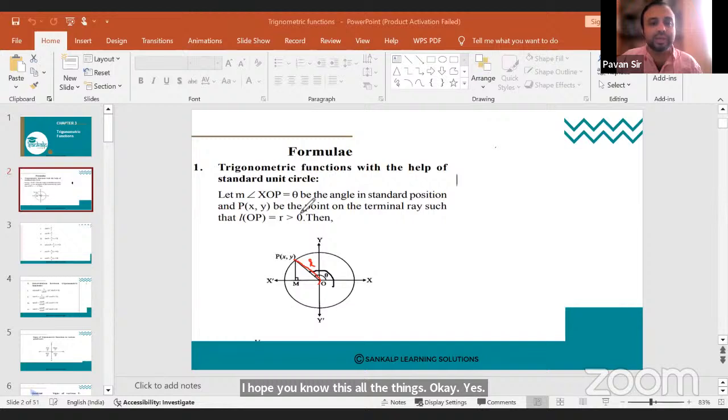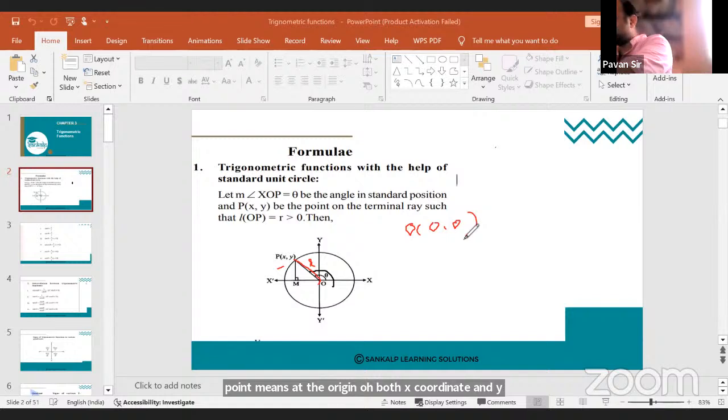Then r is always greater than 0. Why? Because any measurement, to express it in a unit, should always be greater than 0. Otherwise, if it is 0, then we can say that is the origin point, meaning at the origin O both the x-coordinate and y-coordinate will be 0, 0. Okay, just wait for a minute, students.